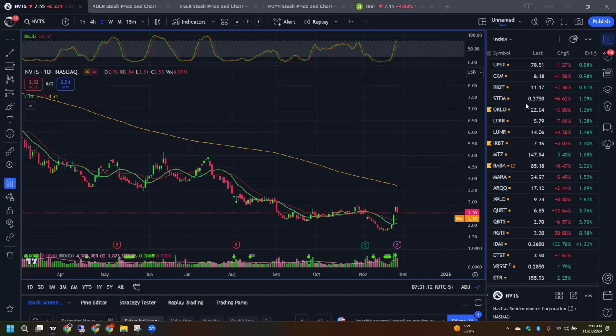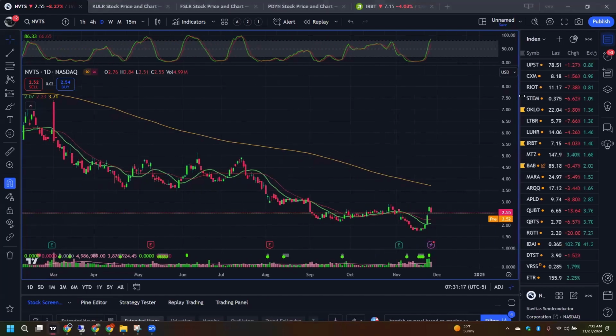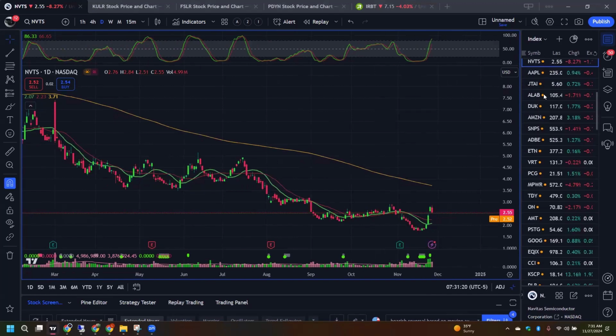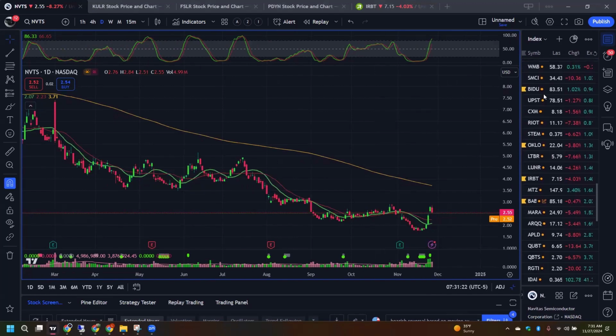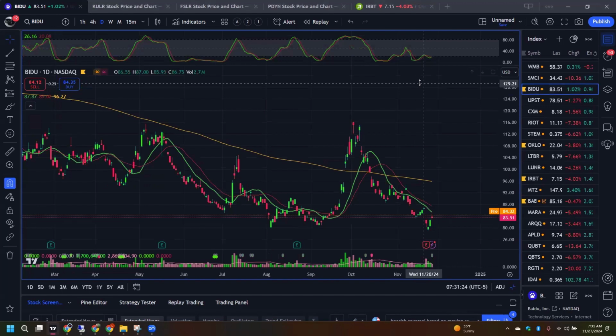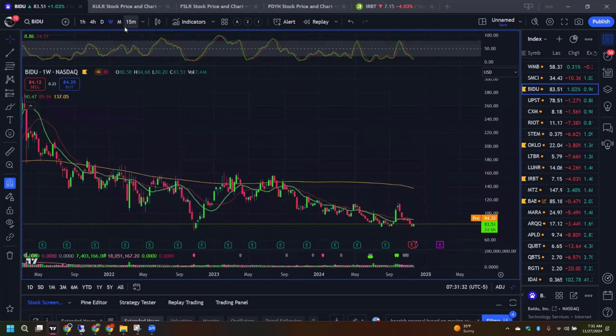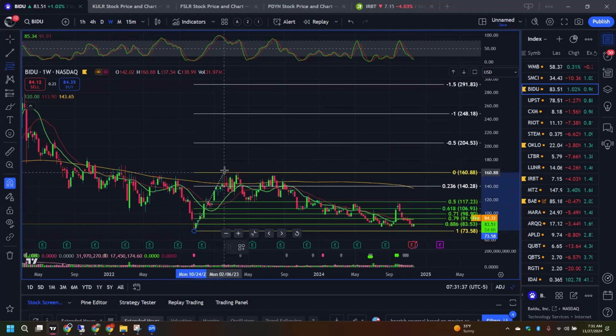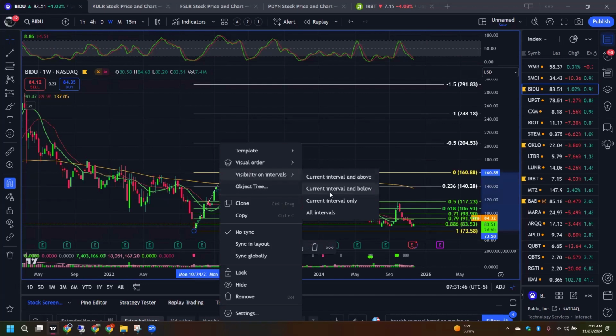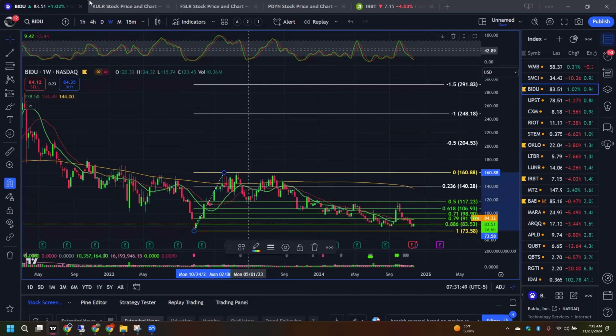Move this out of the way, and I have flagged the ones that I want to look at. It looks like I took a Baidu trade 2 days ago, so we'll start with that one. As always, I am starting from the highest time frame. Start with a fib, so we'll go to the weekly. We'll draw a quick fib. Drop down to the daily. So we got our fib.